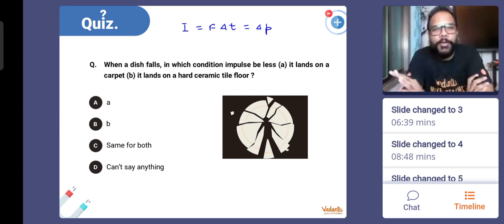Obviously, when the plate hits the floor, the ceramic floor. That is where the force becomes impulsive. I told you, it is force which is impulsive. Okay, guys? Delta T definitely will not be same for both here. That is the whole point now.